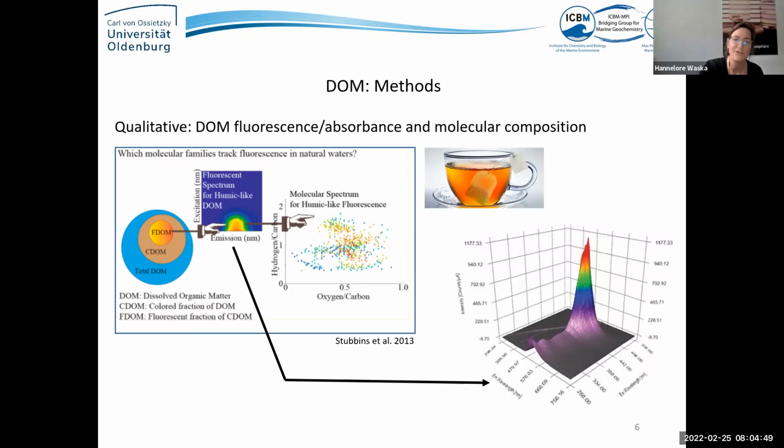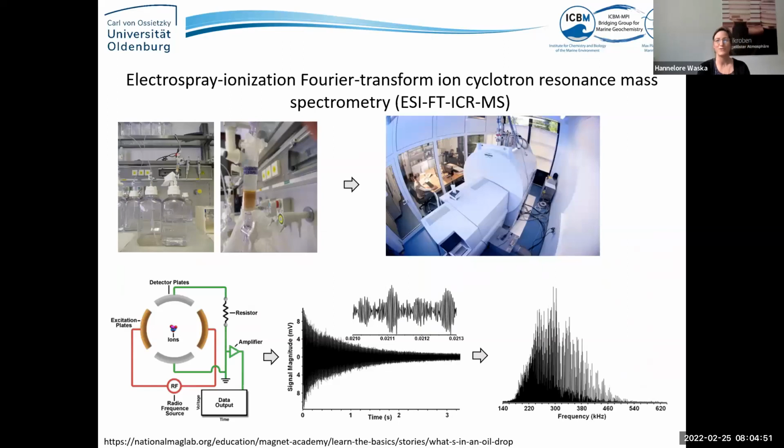We could also go into a bit more detail, and that's what I'm doing mostly. We can use electrospray-ionization Fourier-transform ion cyclotron resonance mass spectrometry, or short ESI FT-ICR-MS. It is an ultra-high resolution mass spectrometry method, and the electrospray method of introducing the sample ensures that our molecules are intact when we measure them, when we weigh them in a way.